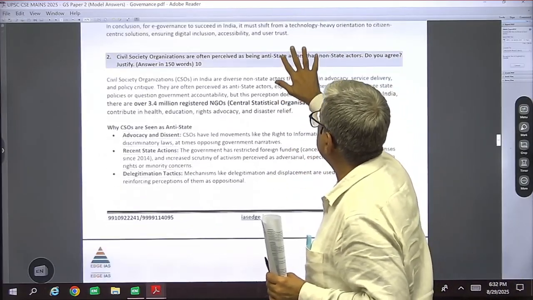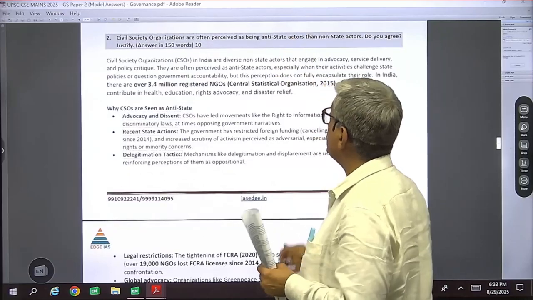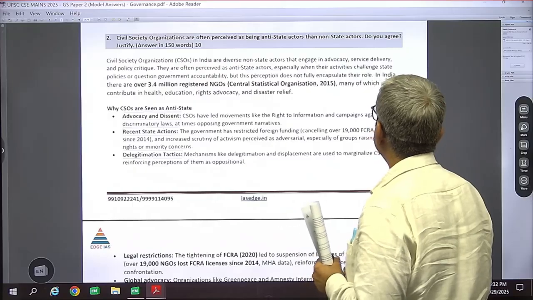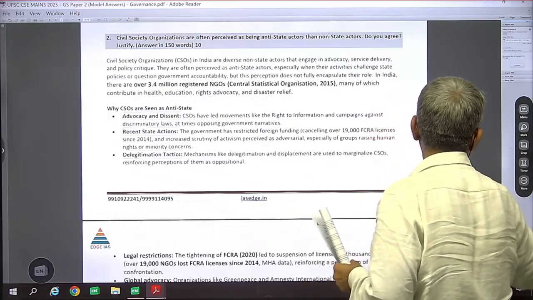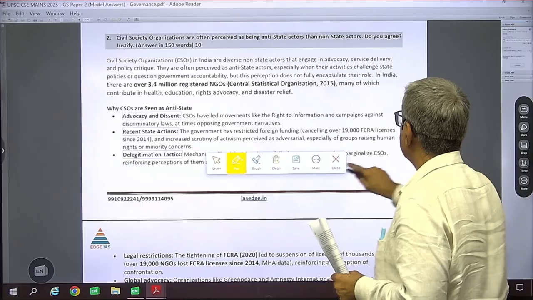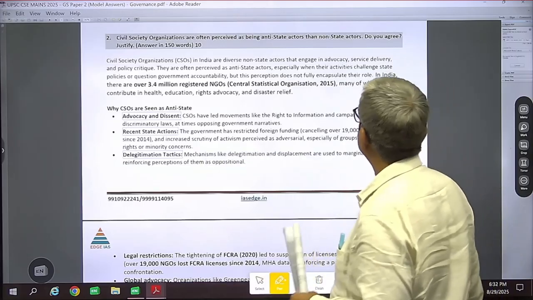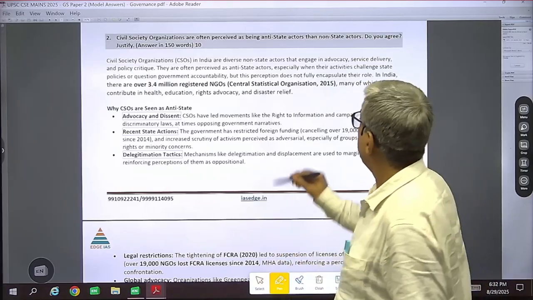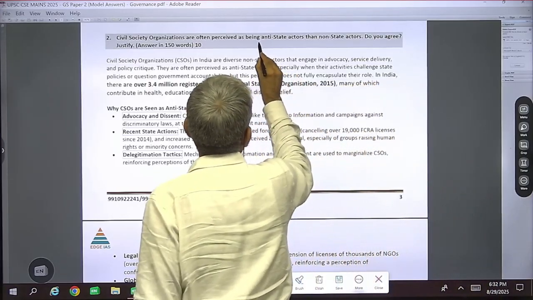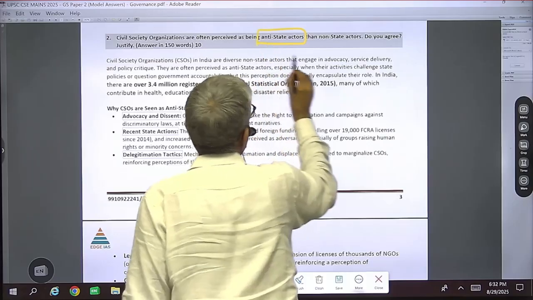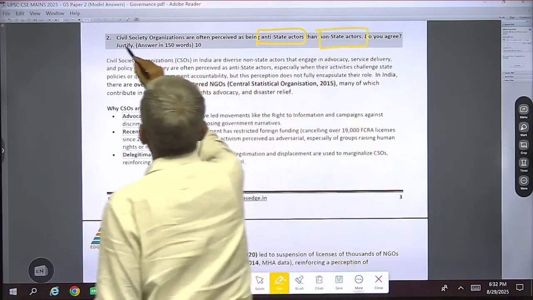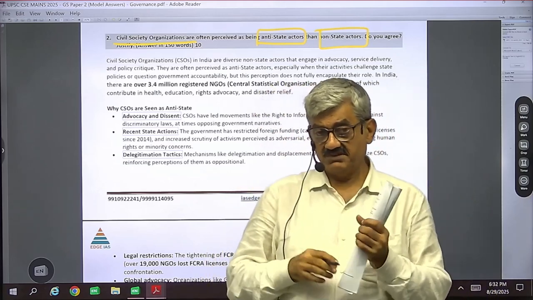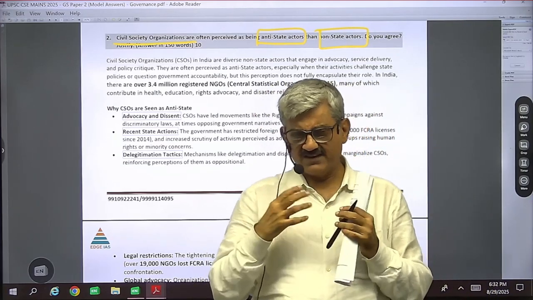Next question in this governance is: civil society organizations are often perceived as being anti-state actors rather than non-state actors. Do you agree? Justify. If you don't agree, don't justify. Two important terms: anti-state actors, non-state actors, and of course the civil society organizations.